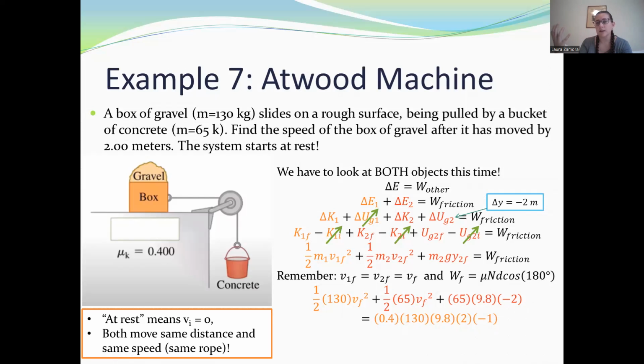So even with all of these numbers, you see there's really only one variable that we're trying to find here, and that's the final velocity, that final speed. It does appear in both of these terms, so you'll have to be careful with your algebra and the way that you type these numbers into your calculator. But you should end up with a final velocity of 1.62 meters per second. Right, and that pertains to both objects. Both of those objects are going to be moving with a velocity of 1.62 meters per second after this has slid 2 meters.